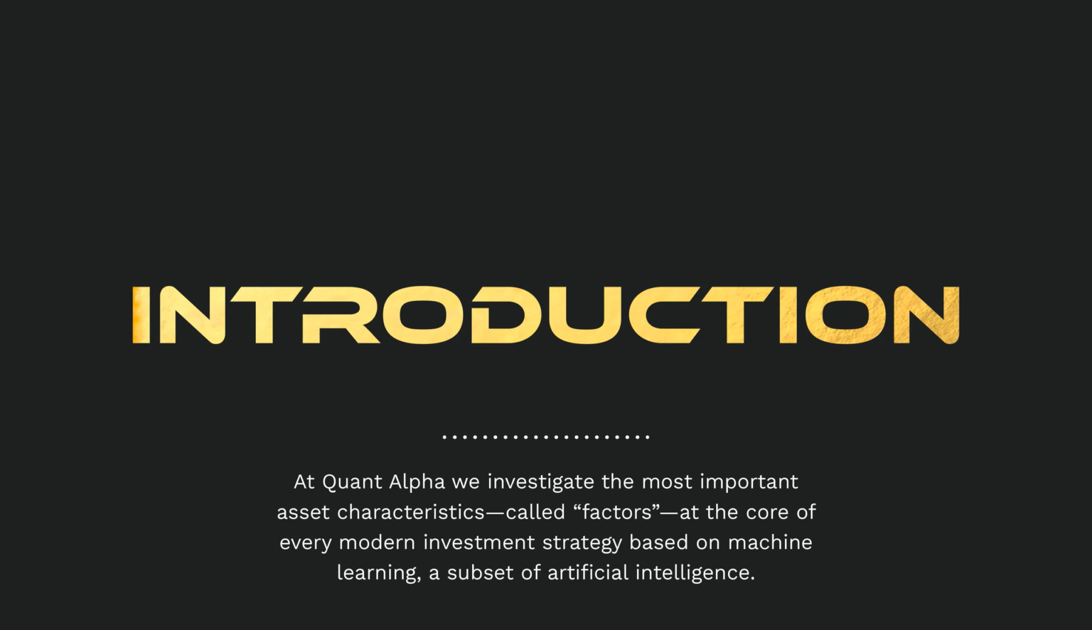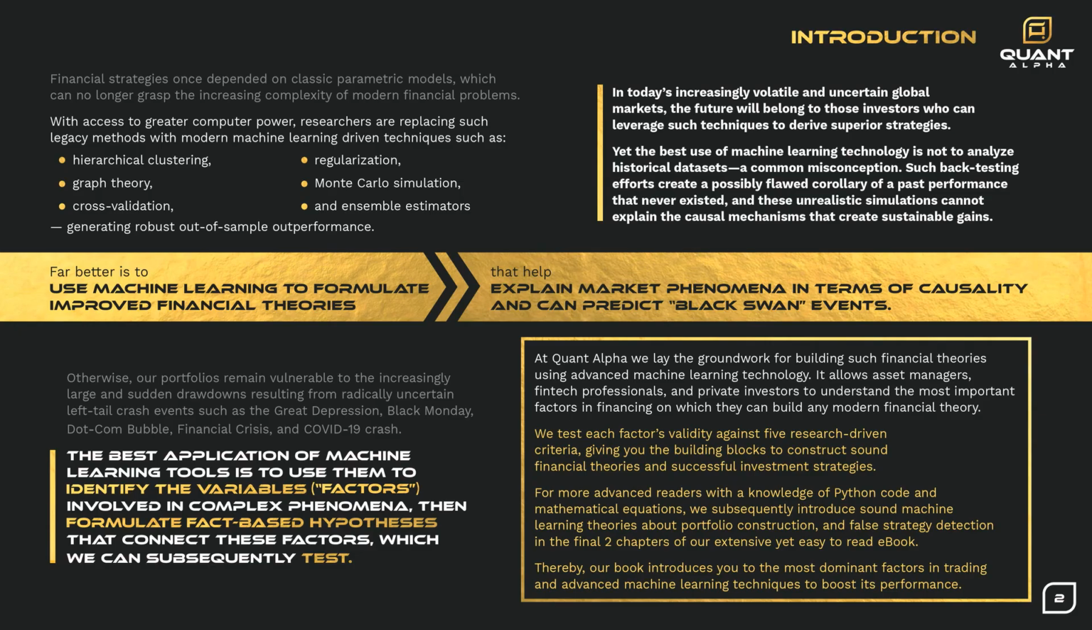Introduction. At Quant Alpha, we investigate the most important asset characteristics, called factors, at the core of every modern investment strategy based on machine learning, a subset of artificial intelligence. Financial strategies once depended on classic parametric models, which can no longer grasp the increasing complexity of modern financial problems. With access to greater computer power, researchers are replacing such legacy methods with modern machine learning-driven techniques such as hierarchical clustering, graph theory, cross-validation, regularization, Monte Carlo simulation, and ensemble estimators, generating robust out-of-the-sample outperformance.